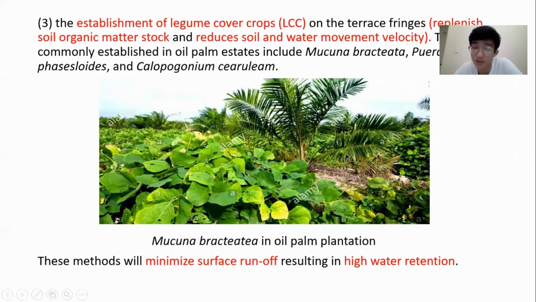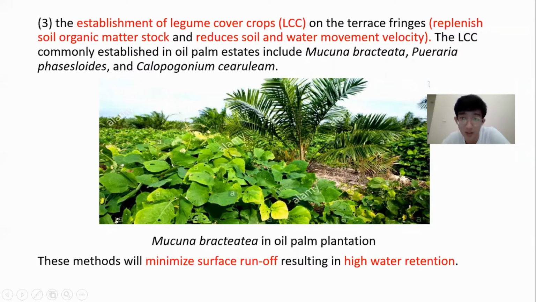and the establishment of legume cover crops on the terrace fringes to replenish soil organic matter stock and reduce soil and water movement velocity. The legume cover crops commonly established in oil palm estates include species such as Mucuna bracteata, Pueraria javanica, and Calopogonium caeruleum. And all these methods will help to minimize surface runoff, resulting in high water retention. And thank you.